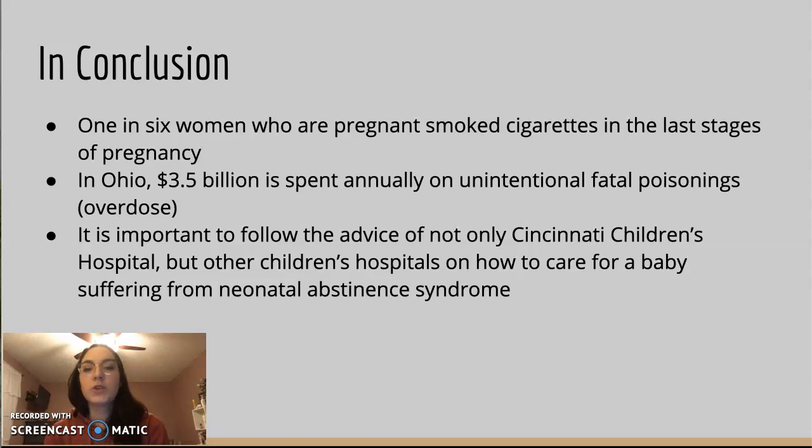It is important to follow the advice of Cincinnati Children's, especially since that is our demographic. That's where we are located, but also other advice from medical workers who are experienced with neonatal abstinence syndrome in children. It's difficult to not only take care of a newborn baby, but to take care of one who is going through this withdrawal and having these symptoms.